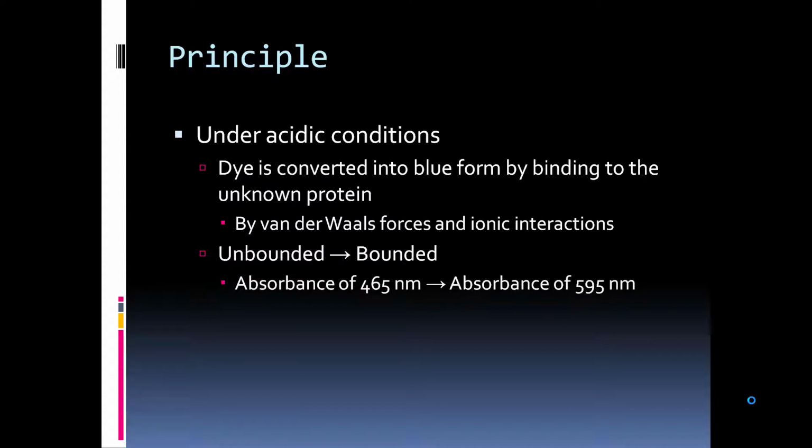The unbound form of the dye is red and has an absorbance spectrum maximum at 465 nanometers. The bound form of the dye is blue and has an absorbance spectrum maximum at 595 nanometers. The increase in absorbance from 465 nanometers to 595 nanometers is proportional to the amount of dye bound to protein, which is therefore proportional to the concentration of protein present in the solution.